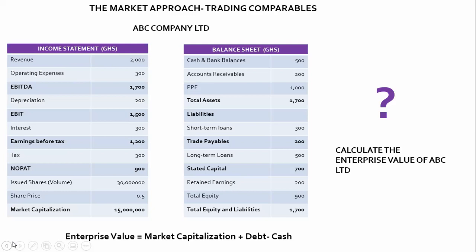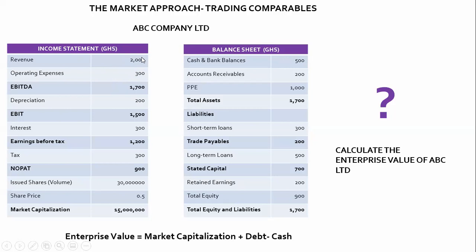So for instance, if this is ABC Company Limited, and we want to determine its value based on revenue, what we are going to do is to get similar companies to ABC Company Limited. We get all the enterprise value to revenue multiples to EBITDA and all of that. For instance, if the maximum figure for EV to revenue multiple is say 4 times or 5 times, we multiply 5 by 2,000 and then we get an amount. And we say that that is the enterprise value of ABC Limited based on the revenue line item.